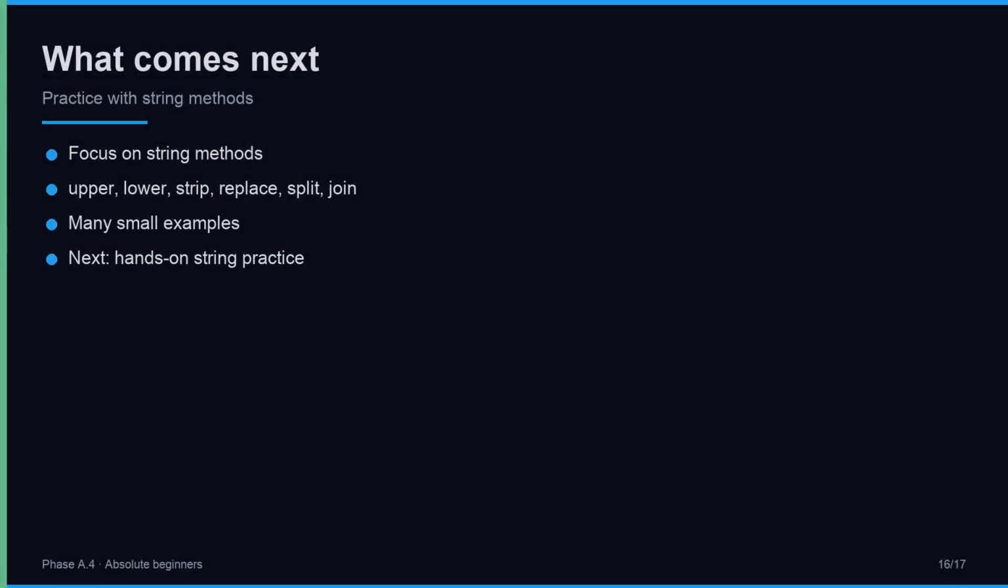Next lesson we practice. We focus on string methods, the tools attached to text: upper, lower, strip, replace, split, join. Many small examples, one method at a time. No new big topics, just hands-on practice with the dot on strings. When that feels comfortable, you have crossed from theory into everyday Python.